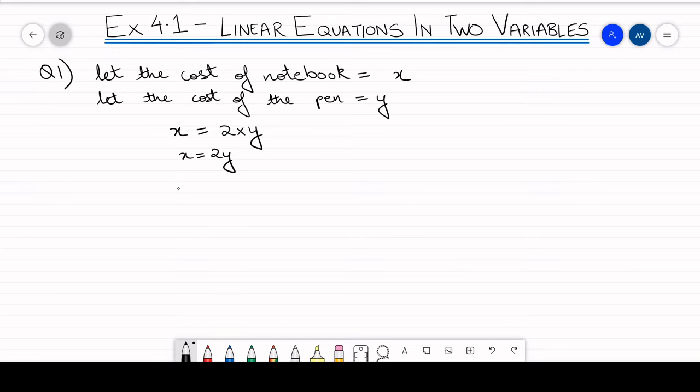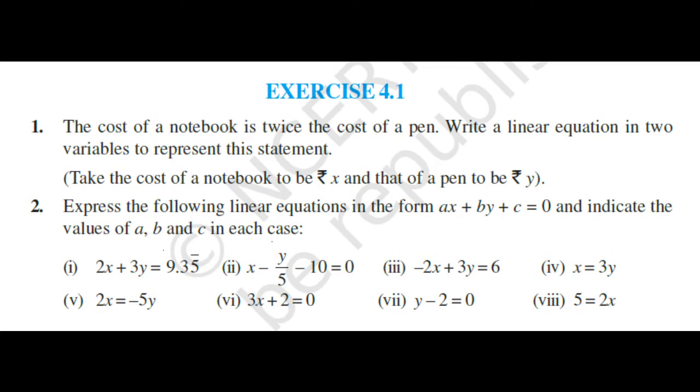And we can represent this in its standard form by bringing all the terms to one side, and it will give me x minus 2y is equal to 0, and this is the linear equation in two variables in its standard form. Now we'll move on to question number 2.